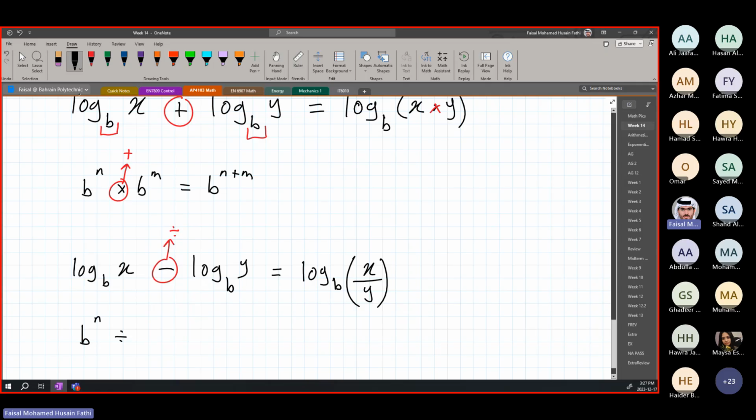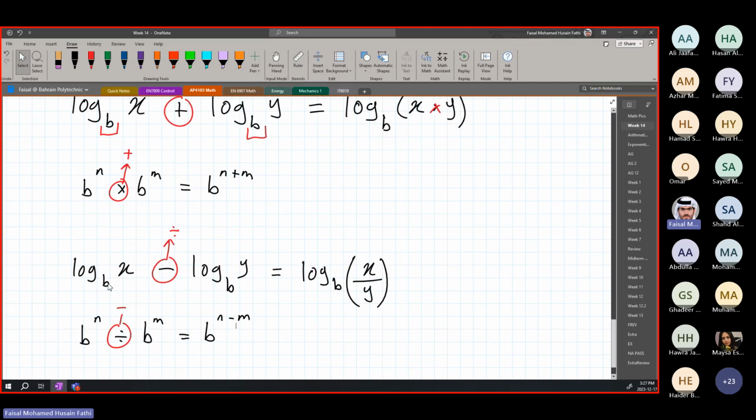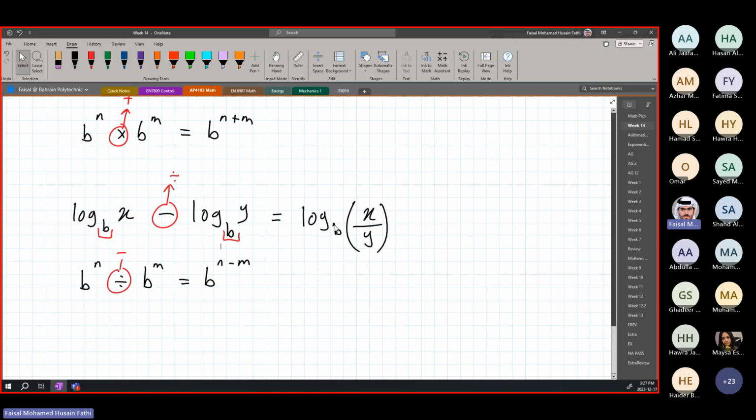So we have division and it will turn into minus. This will turn into minus. All right? So b to the power of n minus m. Okay? So for logarithms, when you have subtraction between two logs of the same base, this is very important, of the same base. If we have subtraction, it turns into division inside the same logarithm with the same base. And in the case of exponentials, you do minus like we did yesterday.